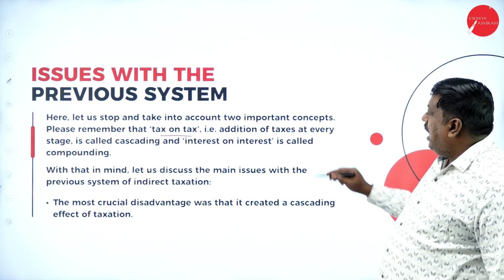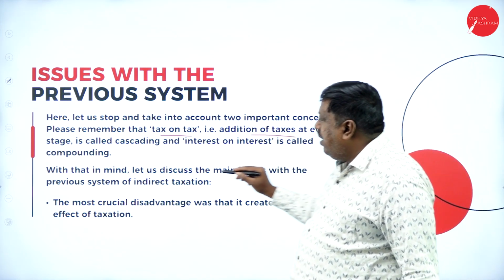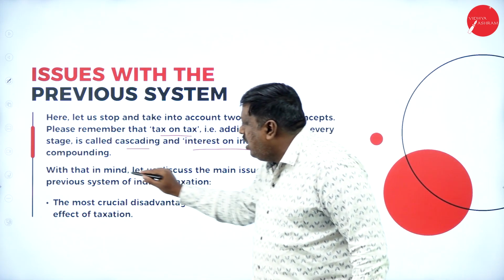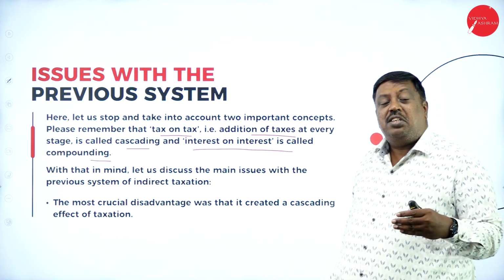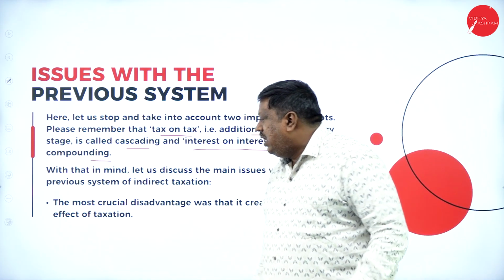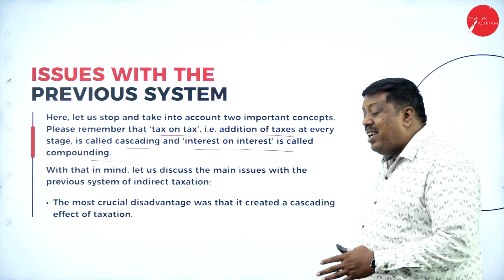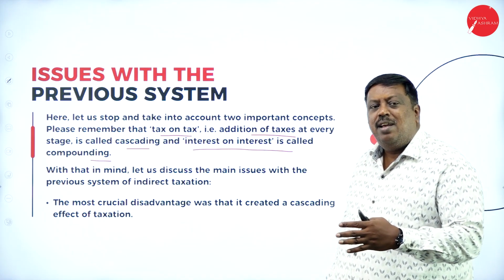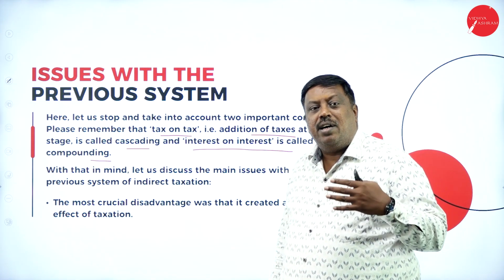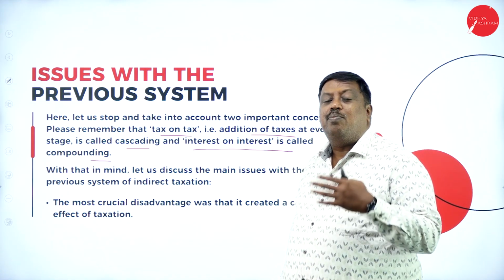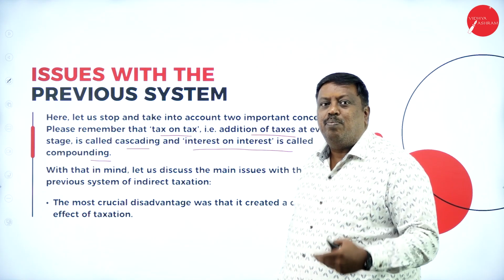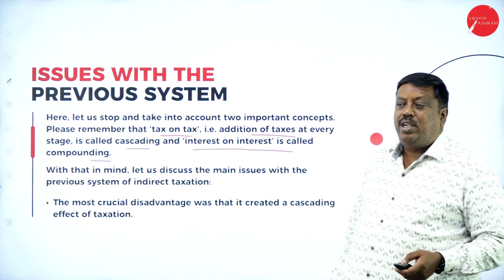Addition of taxes at every stage, tax on tax, is called cascading, and interest on interest is called compounding. See, interest on interest is called compounding. Tax on tax is called cascading. This has created more issues in the market. People started thinking that when the government is charging more, the burden was falling on the consumer. Instead of buying the product at a lesser price, they were paying more price to buy even a small commodity.